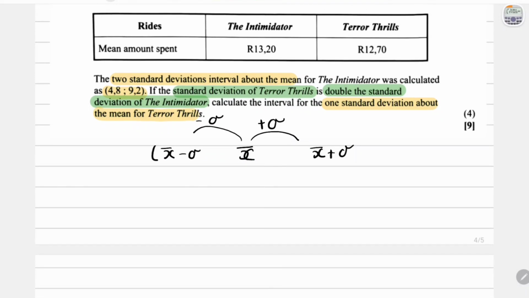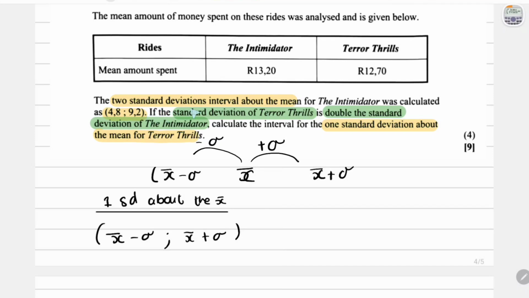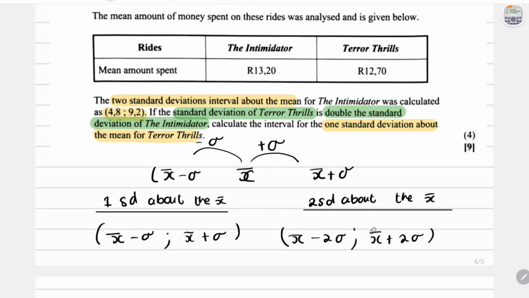So the interval for one standard deviation, let me just call that an SD, about the mean is this: mean minus a standard deviation and mean plus a standard deviation. That is one standard deviation about the mean. To understand the two standard deviations interval about the mean, you just make sure that you put two standard deviations instead of one. So that would be mean minus two standard deviations and mean plus two standard deviations. So that's what they mean there.